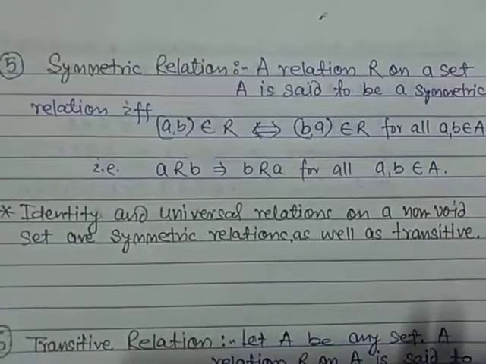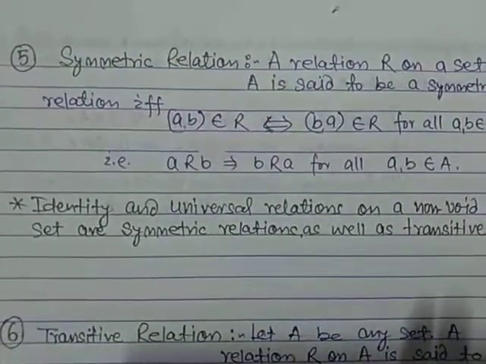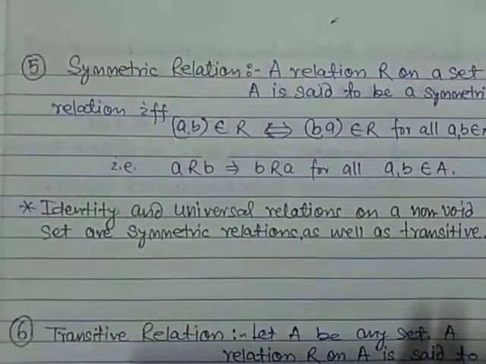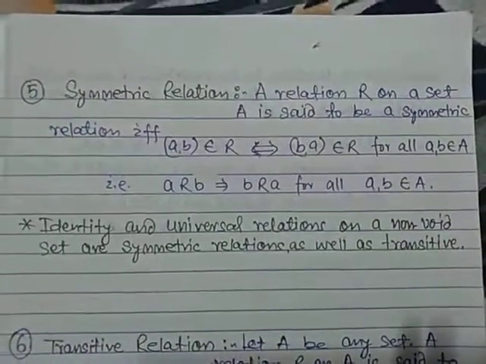Meaning, if we have (1, 2) as an ordered pair that belongs to that relation, and if (2, 1) also belongs to that relation, then that is known as a symmetric relation.